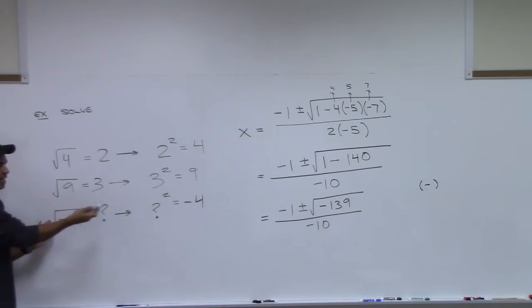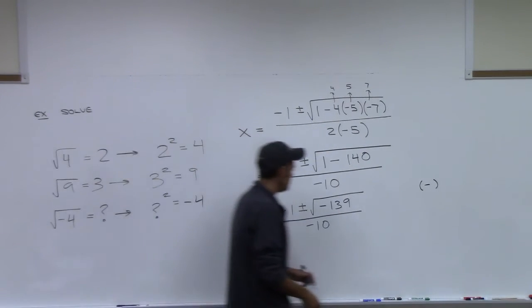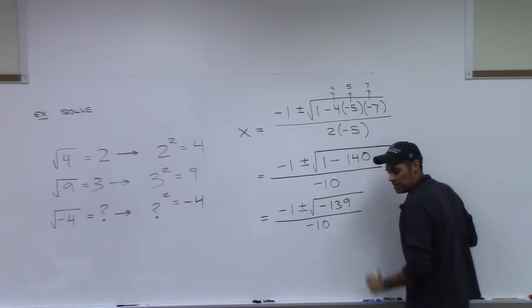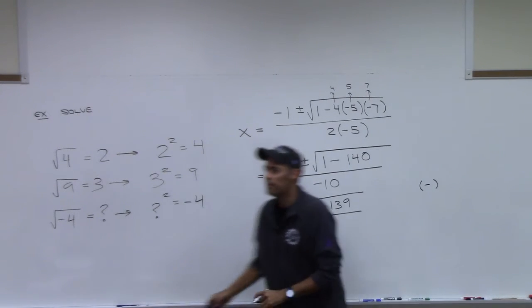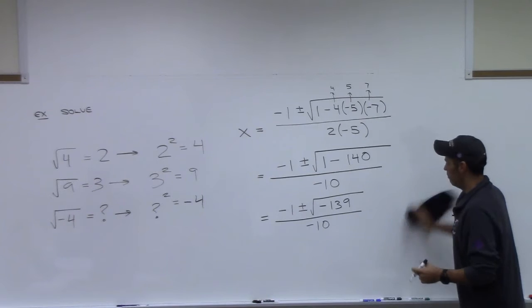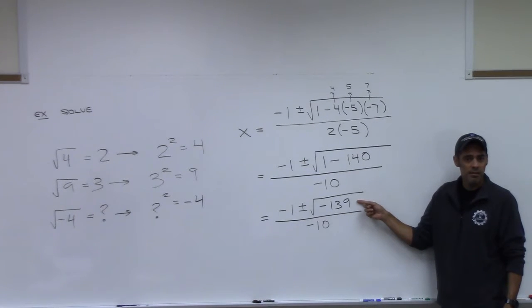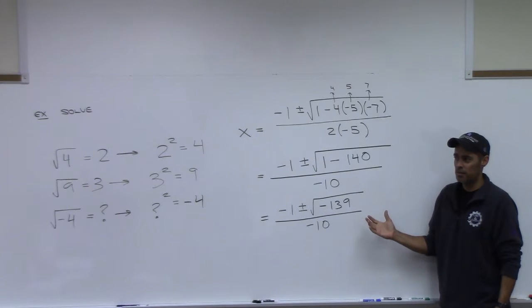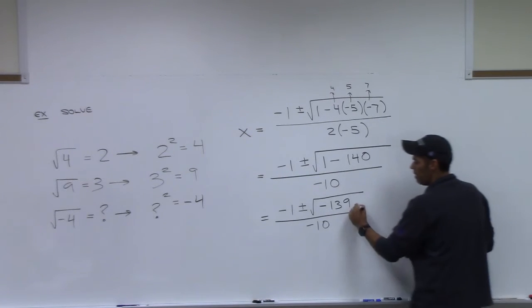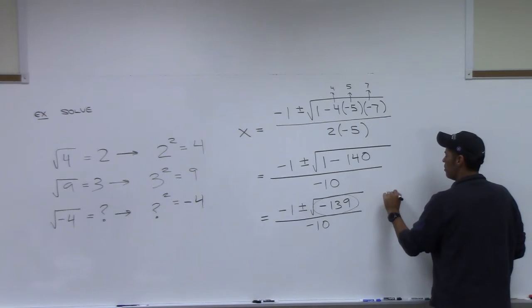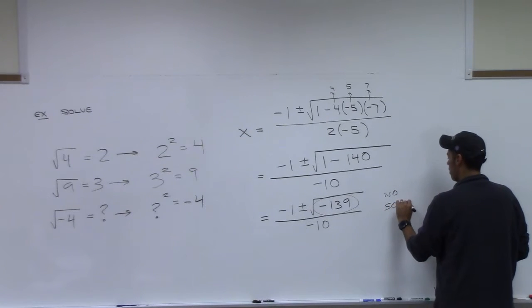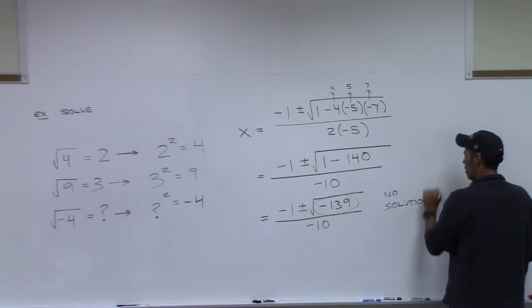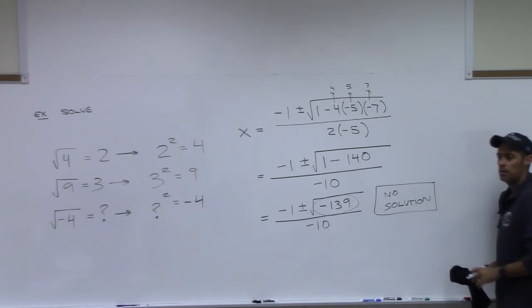So what does that mean for us over here? As soon as we get to this point, what is this telling us? We can't calculate that, right? Which means there is no solutions. Okay? This right here, right now, we know that there is no solution to this quadratic equation. And we're done.